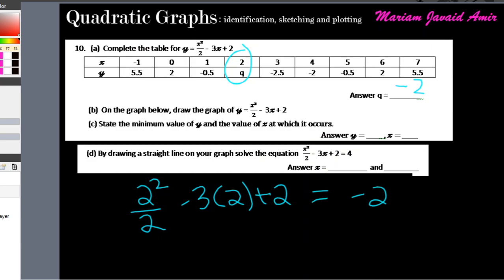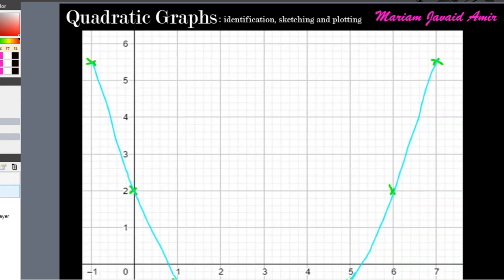Part D, by drawing a straight line on your graph, solve this given equation. Okay, so the given line is not a straight line, whereas they're asking us to draw a straight line. So we need to change this into the equation of a straight line. Now notice the left hand side is actually equal to y. So change this to y equals 4. Now we have a simple linear line, or a straight line. Go back to the graph and draw the line y equals 4. y equals 4 will be this line.